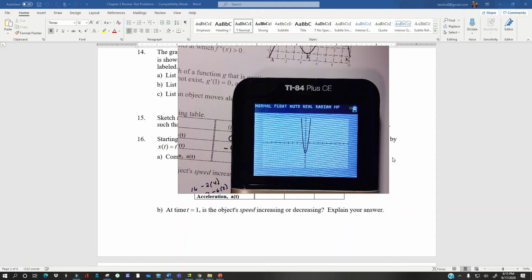Okay, so now we have this little parabola. And I want to know, what is the acceleration when t is equal to 0? Well, what I'm looking for is the y-coordinate, right? So again, I can do second table and go to my table.